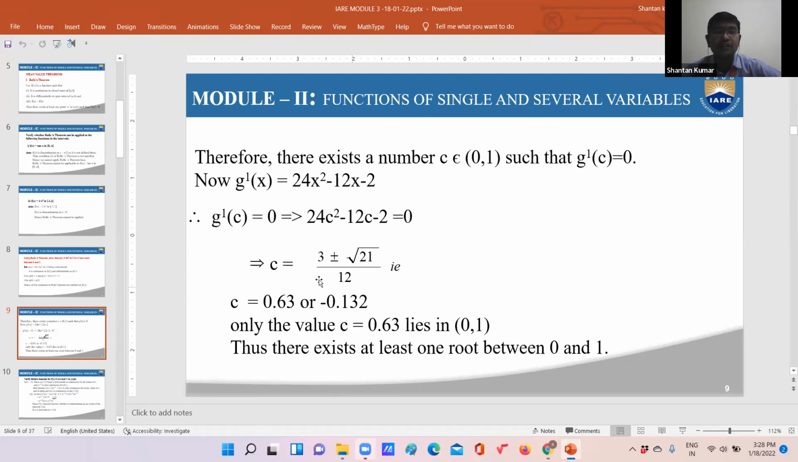Now, our aim is to find the value of c only. According to this, you need to replace x is equal to c. Therefore, g dash of c is equal to 0, so 24c square minus 12c minus 2 is equal to 0. Using the 10th class formula for ax square plus bx plus c is equal to 0, which is minus b plus or minus root of b square minus 4ac by 2a, you obtain the values 0.63 and minus 0.132. While we observe here, which one lies in between 0, 1? A value by 3?